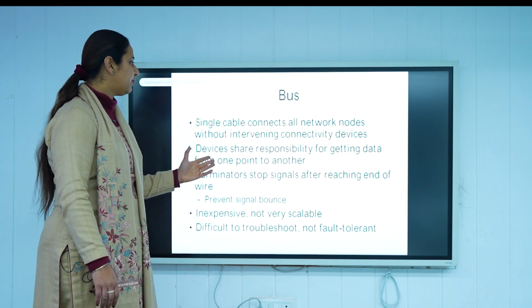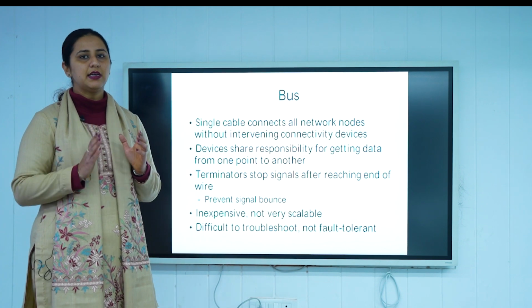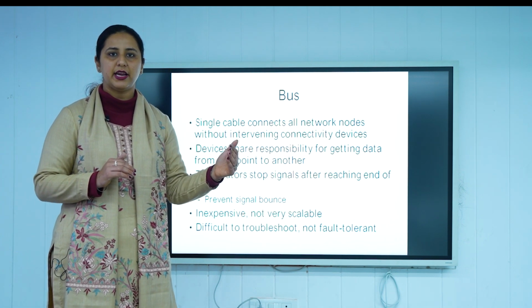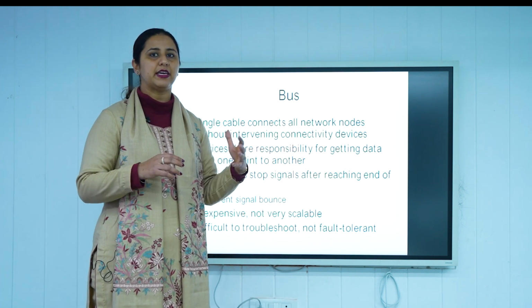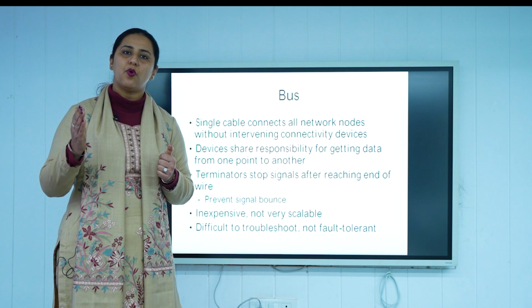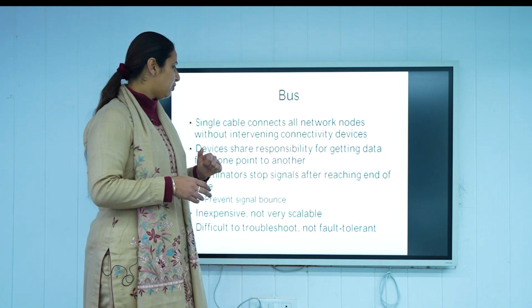So yes, starting with the bus topology. What is happening in the bus topology? A single cable is used to connect all the nodes in a network. Nodes means the connecting devices in a network. So we are using a single cable to connect all the nodes in the network.